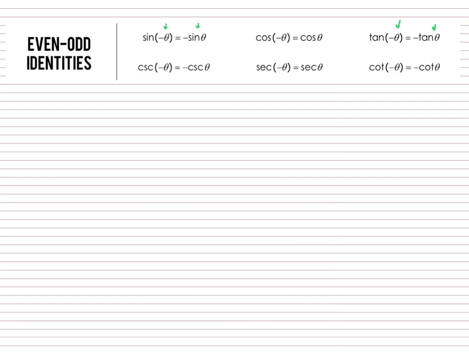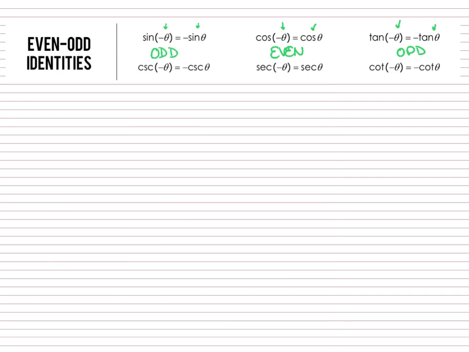But if we look at cosine, when we're taking the cosine of a negative angle, what that's saying is it's actually equal to the positive cosine of that angle. So I'm going to show you in a couple different ways why this is true. What you need to remember is that cosine functions are even, and tan, cotan, and sine and cosecant are odd. That's going to help you remember.